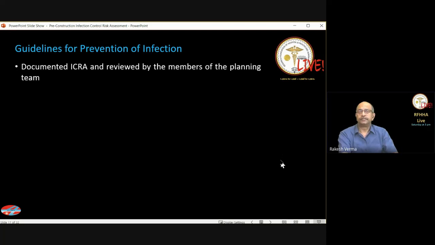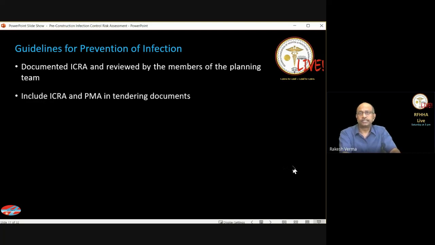Document the infection control risk assessment and its review by the members of the planning team. So it is not a one-time activity where we have done the risk assessment and then we file it and forget about it. It has to be reviewed by the planning team whenever the situation demands, and that will happen fairly often when there is a large construction project going on or a renovation project in the hospital.